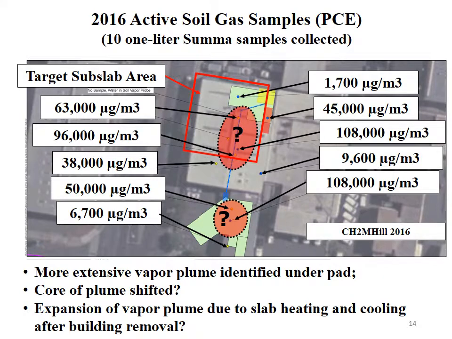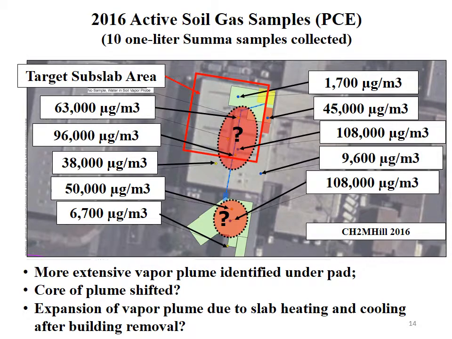2016, this is after they took the building down, another consultant went back to the site and installed 10 points to collect 1 liter Summa canister samples. I should mention also this site was being redeveloped as a rail transit station for a light rail station that's being set up in Honolulu.